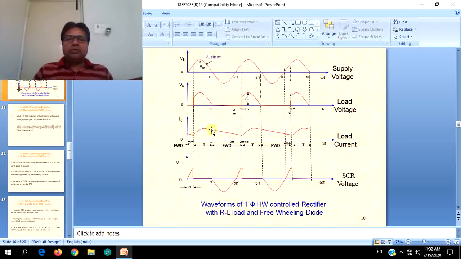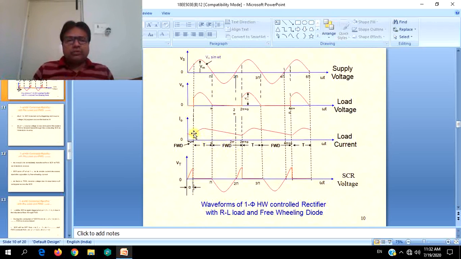This is possible if the load inductance has a sufficiently high value. That is, if the load inductance is more, the current will take longer to decrease, and if it is sufficiently high, it may not become 0 at all. That is what is shown here. So by adjusting the load inductance and the ratings of the circuit with the SCR, the current will not become 0 also.